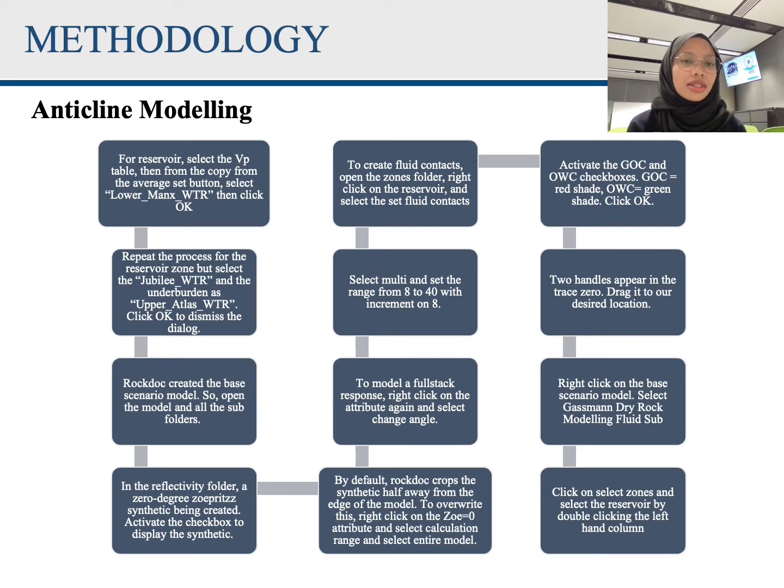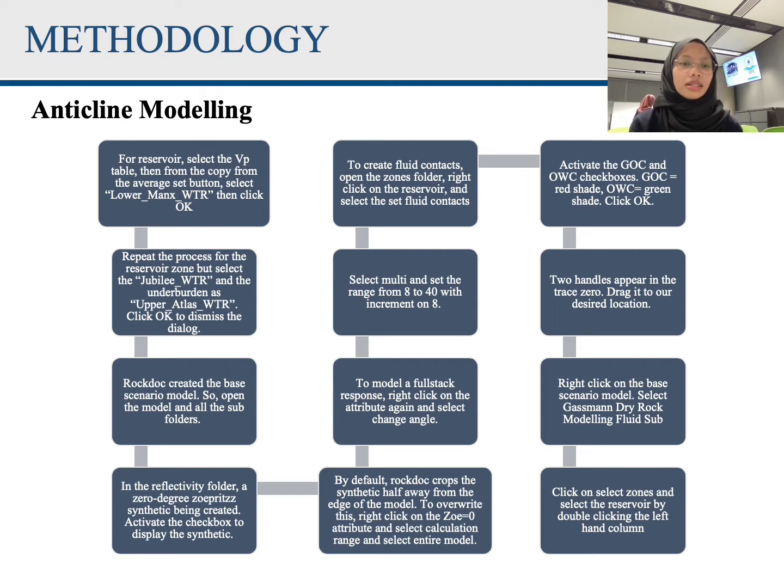Next, for reservoir, select the VP table, then from the copy from the average set button, select lower Mandarin water, then click OK. Repeat the process for the reservoir zone, but select the Jubilee water and the other underburden as Upper Atlas water, then click OK to dismiss the dialog.